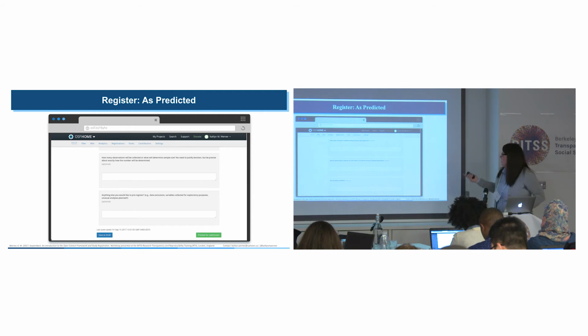You can also list things like how many conditions you'll have and how people will be assigned. Which analyses will you do to address those exact hypotheses, and then if you have any secondary analysis.